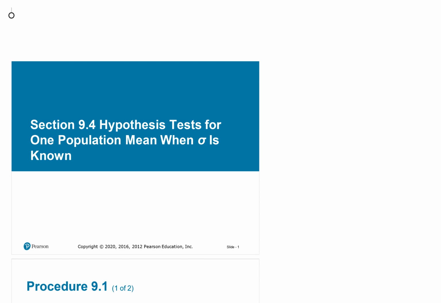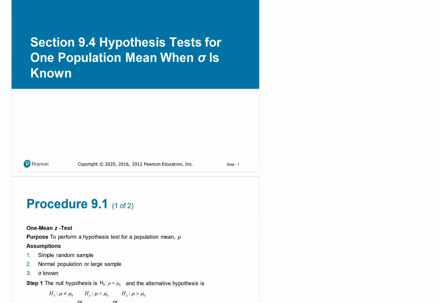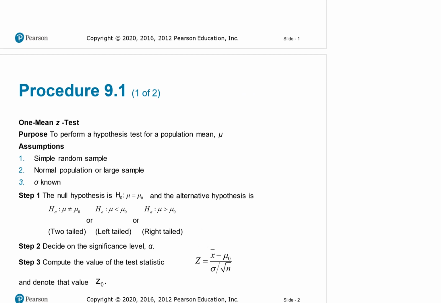9.4 hypothesis tests for one population mean when the population standard deviation, which is sigma, is known to us. It's a continuation of the previous two sections. In the previous two sections, we introduced the p-value approach and the classical method. In both of them, we noticed how to approach the problem. All of this is to test the hypothesis: do we reject the null hypothesis or not? That's the whole idea.